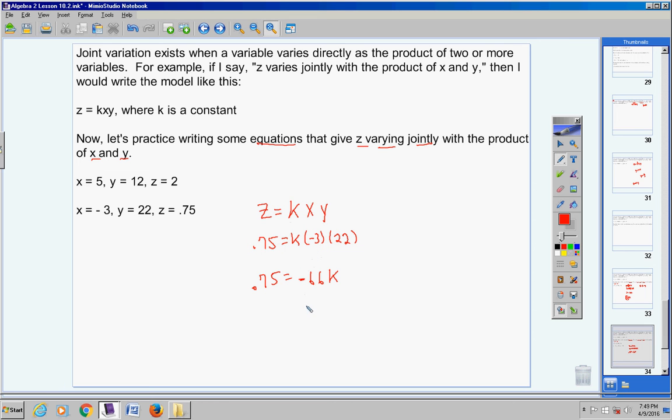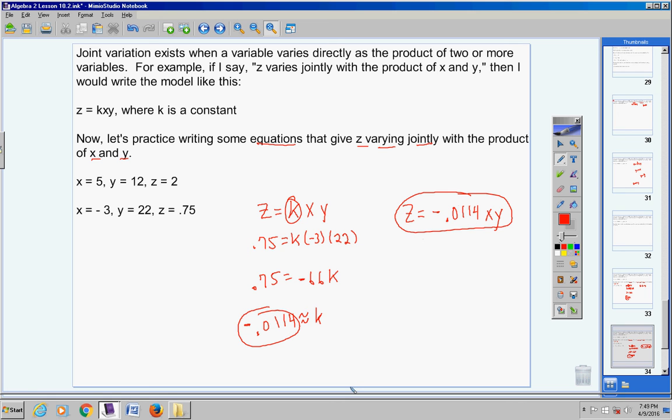So now divide both sides by -66. So 0.75 divided by -66 equals a really weird number, -0.0114 if you round. Okay, that approximately equals k. So now that I know what k equals, I'm going to pick this up and put it in for k right here. So my equation would be Z equals negative 0.0114xy. And there is your joint variation equation.